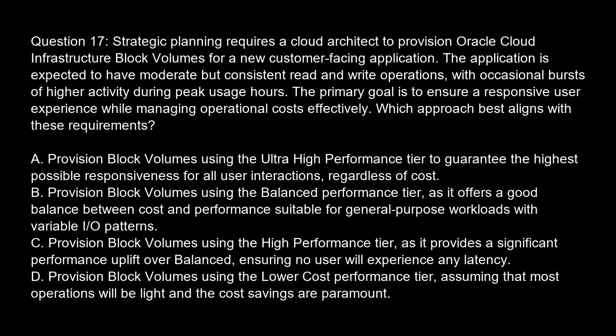Option A. Provision block volumes using the ultra-high performance tier to guarantee the highest possible responsiveness for all user interactions, regardless of cost. Option B. Provision block volumes using the balanced performance tier, as it offers a good balance between cost and performance suitable for general-purpose workloads with variable I/O patterns. Option C. Provision block volumes using the high-performance tier, as it provides a significant performance uplift over balanced, ensuring no user will experience any latency. Option D. Provision block volumes using the lower-cost performance tier, assuming that most operations will be light and the cost savings are paramount.